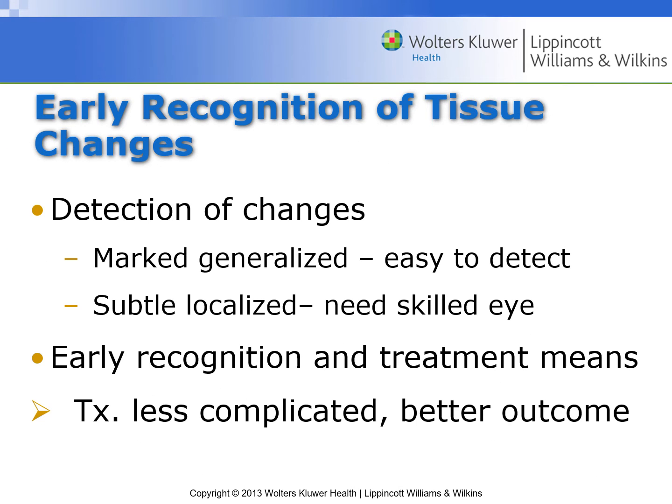Early recognition of tissue, we are going to mark generalized. If it's generalized everywhere, it's going to be pretty easy for you to see. Subtle is you need more of a skilled eye to see localized changes sometimes. Early recognition and treatment means that the treatment will be less complicated and you'll have a better outcome. And TX, of course, is an abbreviation for treatment.